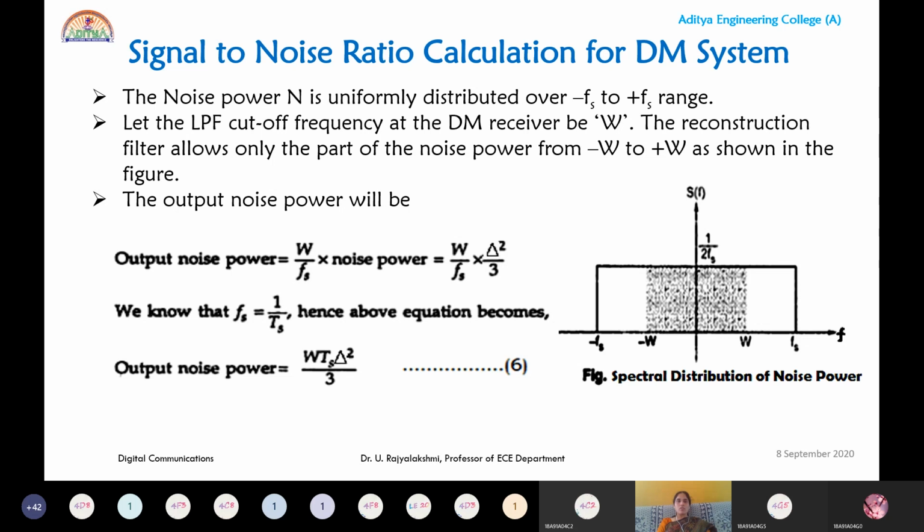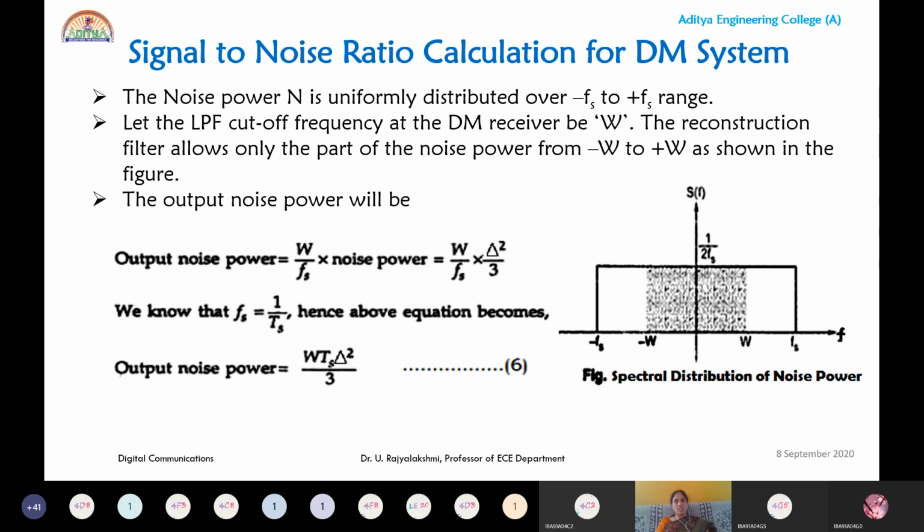So what happens to the noise power then? Actually the noise power is delta square by 3. For example, if W is not equal to Fm, then the quantization noise power is equal to W by Fs into the noise power obtained for the delta modulation.